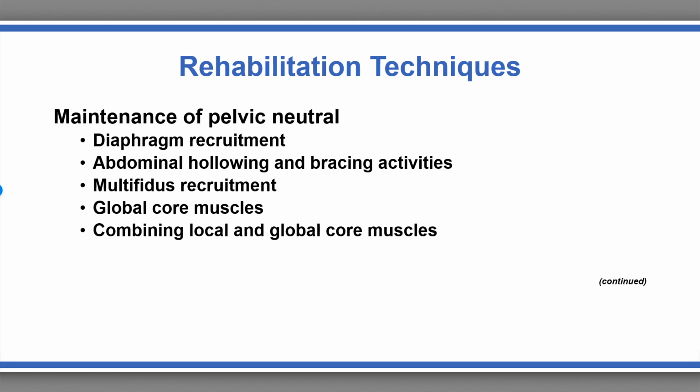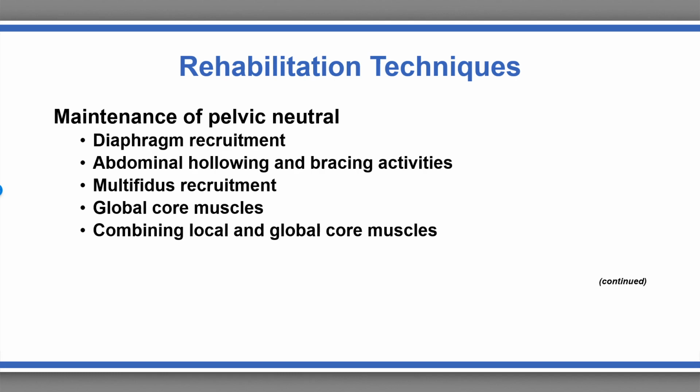Diaphragm recruitment is the first key, and for this to occur, the diaphragm should be recruited for inhalation, and the rib cage must move into an exhaled position first. Next, abdominal hollowing and bracing activities. There are two exercises that help to facilitate the transverse abdominis, internal obliques, and pelvic floor muscles, and those are abdominal hollowing and abdominal bracing.